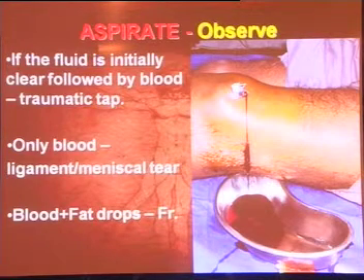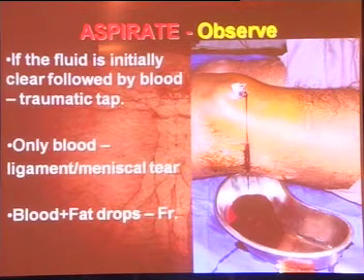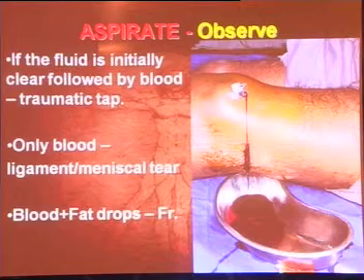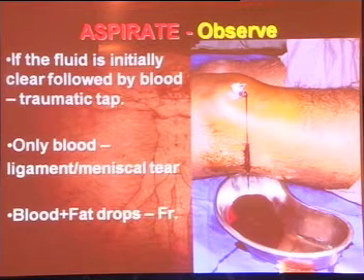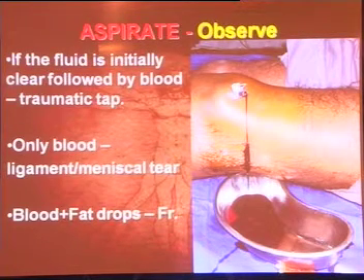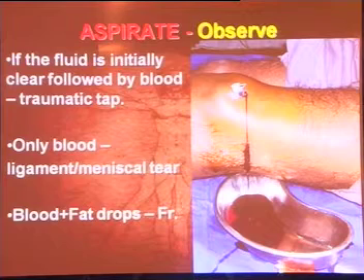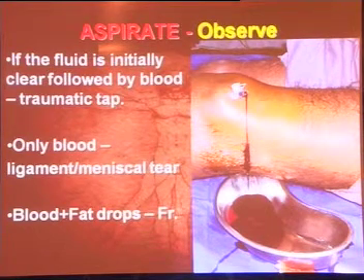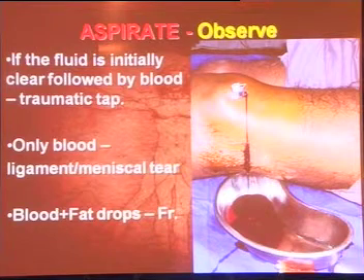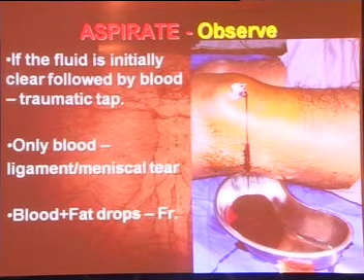Observe the fluid. If the fluid is initially clear, followed by blood, it means you have done a traumatic tap, something like a spinal. When your anesthetist gives a spinal, when the fluid is initially clear and then blood comes, that means you have done some trauma to a vein or something, that means the blood is coming out. If it is only blood, pure blood, then it's pathognomonic of a ligament injury or a meniscal tear.